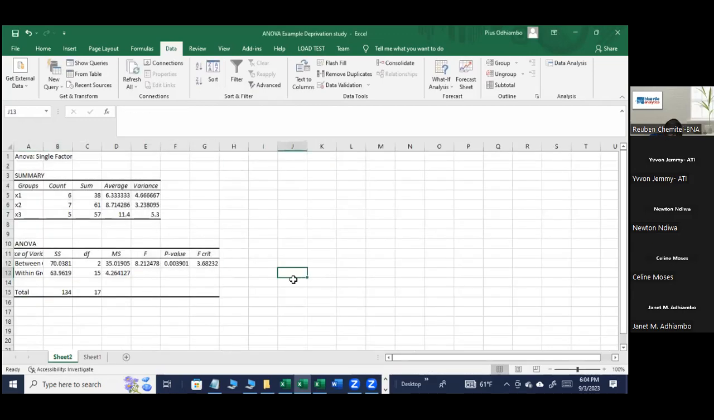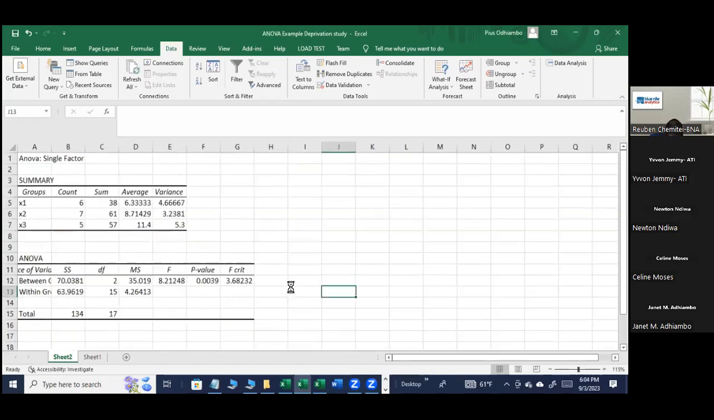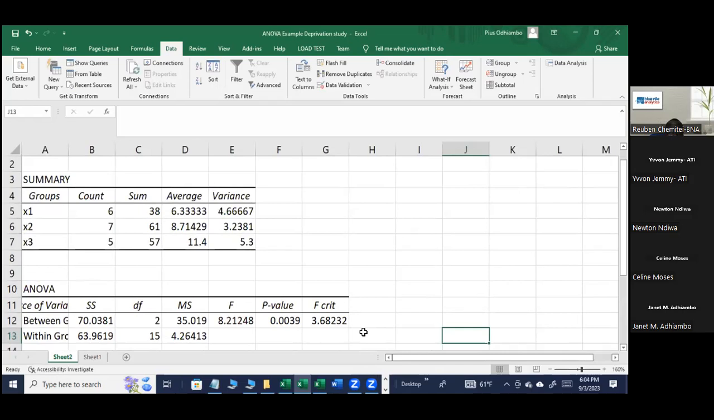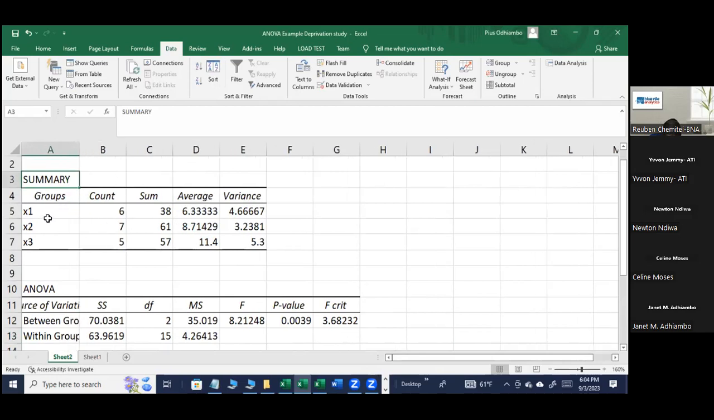Now, what happens when I click OK? You can see we are going to have some output here, and in this output we are going to have the summary. This is the summary for the different groups.